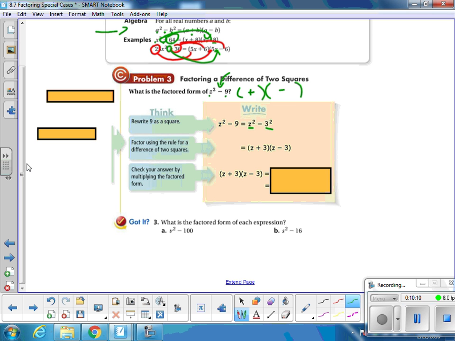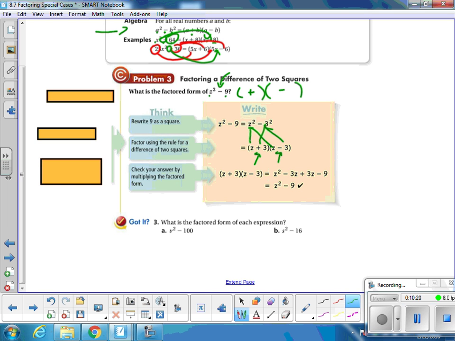And this shows me that my pattern is, there's my z's, and there's my 3's, and I have one of them be negative and one of them be positive. Check our answer: in this case, when we FOIL this out, z times z is z squared, outside, inside, last. We simplify, those cancel out, and I'm left with z squared minus 9.